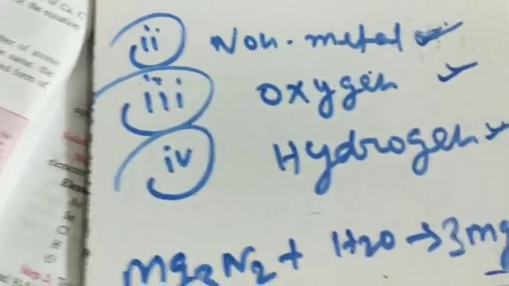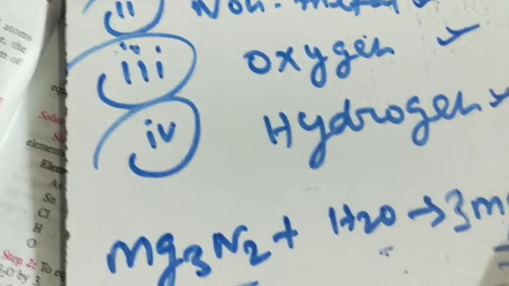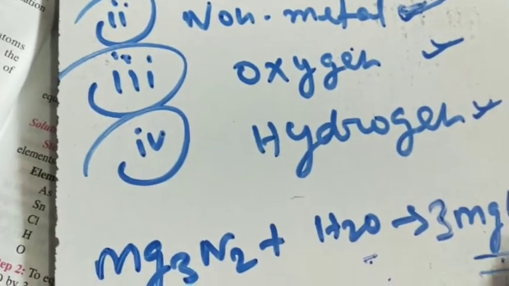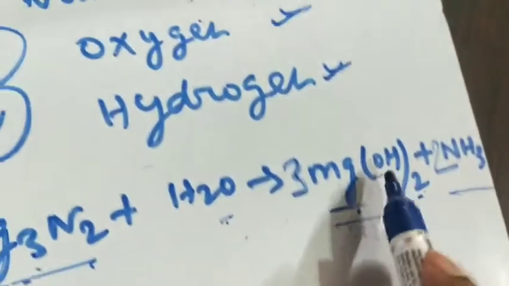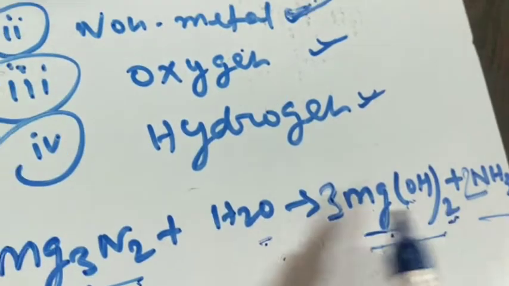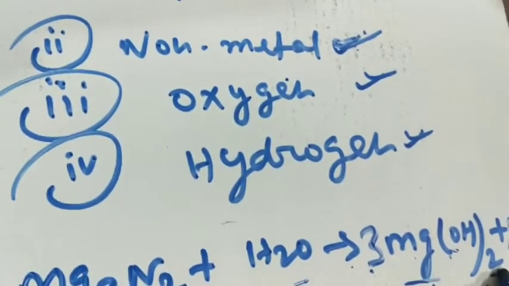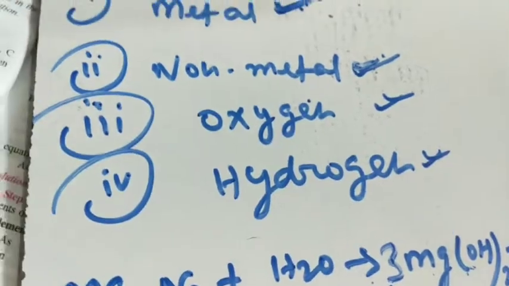Now, after the non-metal, you balance the oxygen. On the left-hand side there is only 1 oxygen, but on the right-hand side, the whole number means inside the whole, the number of oxygen 2 is multiplied by this 3. So 2 into 3, that is 6 oxygen. So the right-hand side has 6 oxygen.